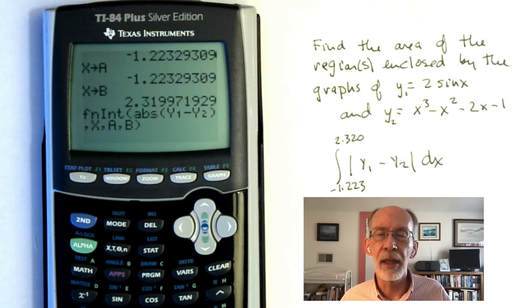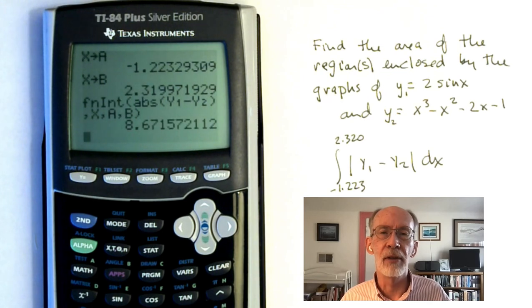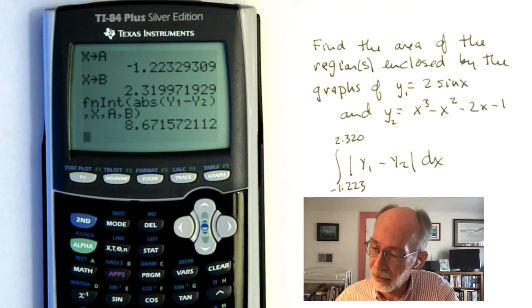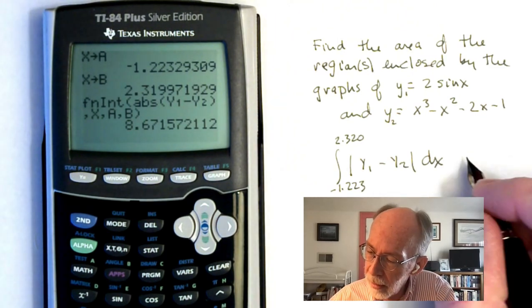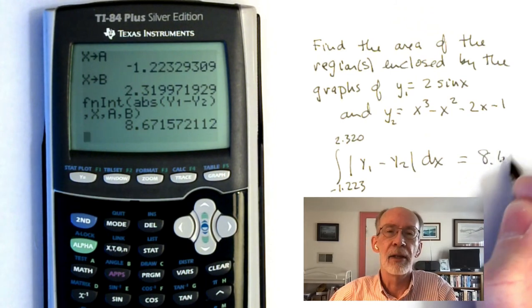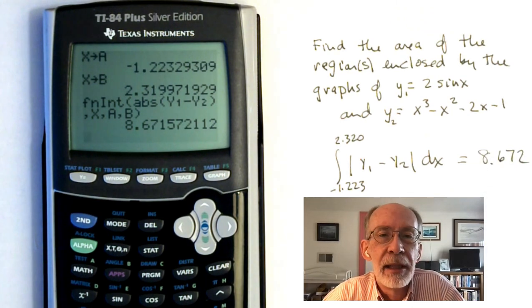It's got to think, and I think most of the thinking it's doing is about where the functions are crossing. It's mostly handling the absolute value that's taking the time. But here is our result. It's about 8.672. If you like to go to the standard AP exam, 3 decimal places.